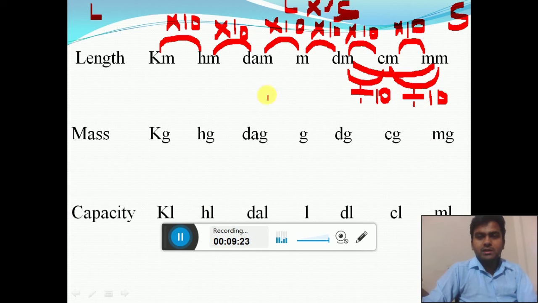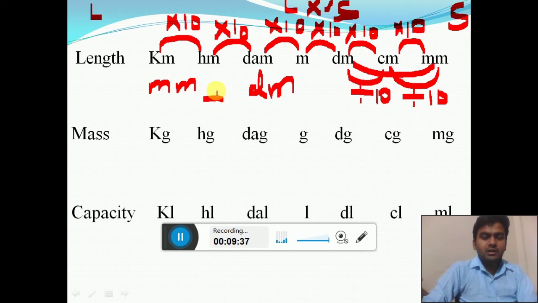That means if you want to convert a millimeter into the decimeter, dm, then you have to divide the given number by how much? How many counts of 10? Two counts of 10. So divide by 100.